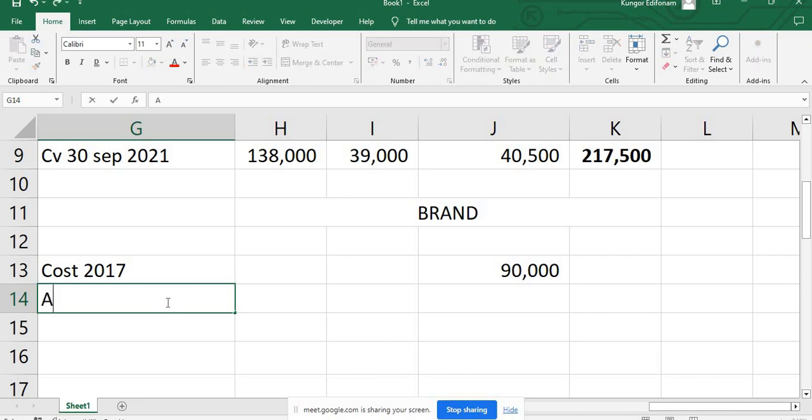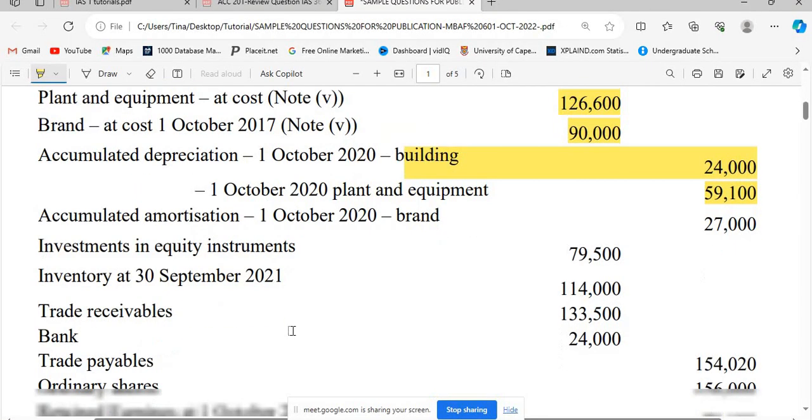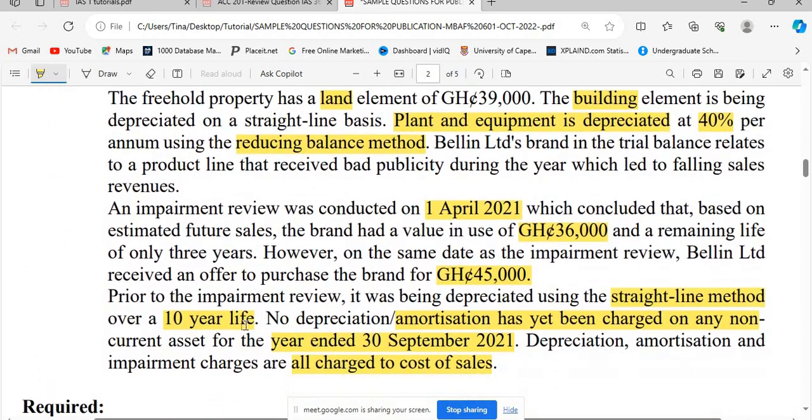You have to know your accumulated depreciation, because we want to estimate the current value as at 1st April 2021. We need to know the accumulated depreciation as at 30th March 2021, so that we will know the current value that we will be using when we are conducting the impairment. Now the issue is that we are depreciating the assets on straight line method, and we were told that it is 10 years. So let's go back to the question. 10 years useful life.